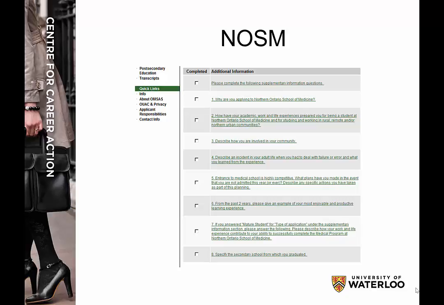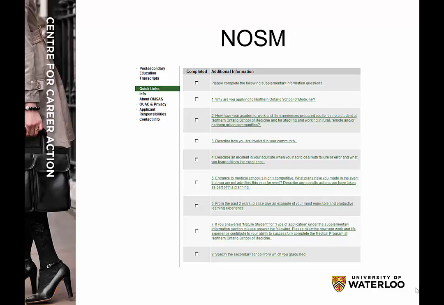These questions have been the same for many years. For question 1, you have 1,500 characters, including spaces and punctuation, to answer, why are you applying to NOSM? Please make sure you answer the question and don't just talk about why you want to be a doctor. Again, make sure you're focusing on what you have to offer in relation to what NOSM's mission, vision, and values are. They want to ensure that you're the right fit for the program.